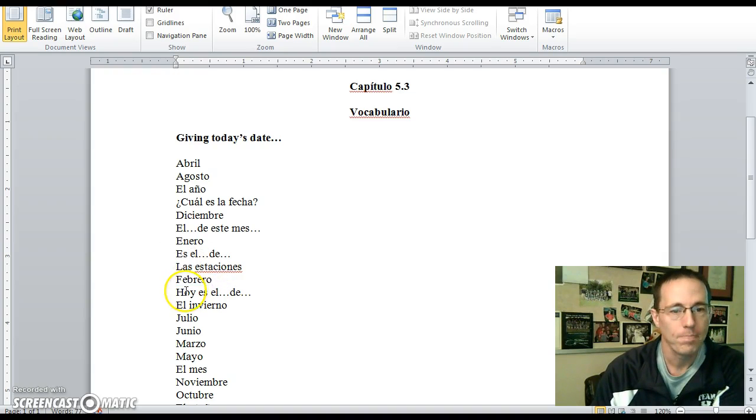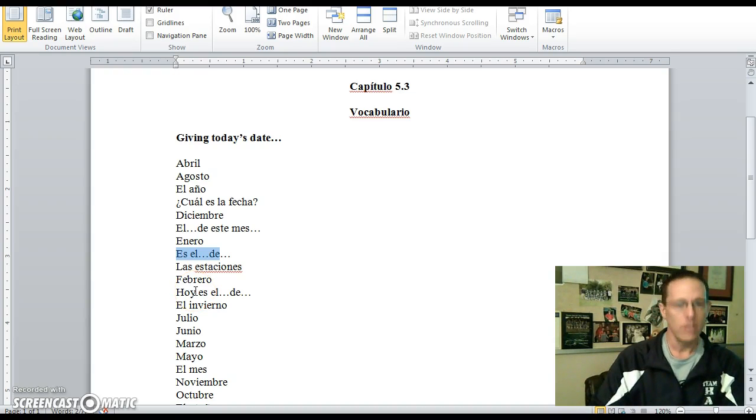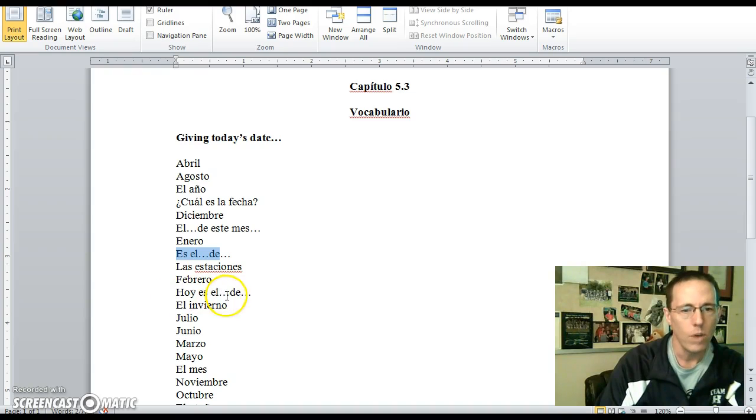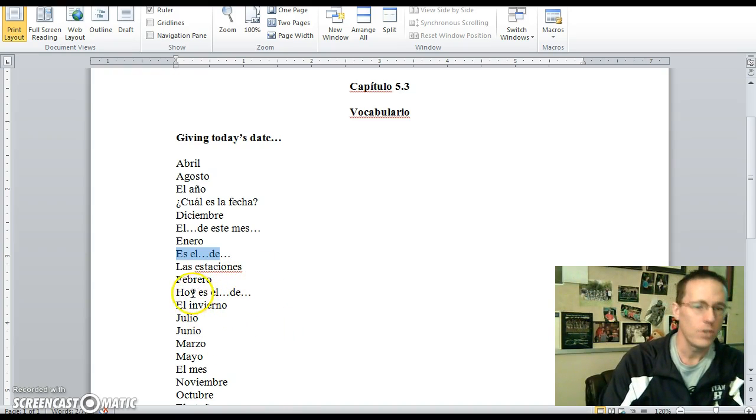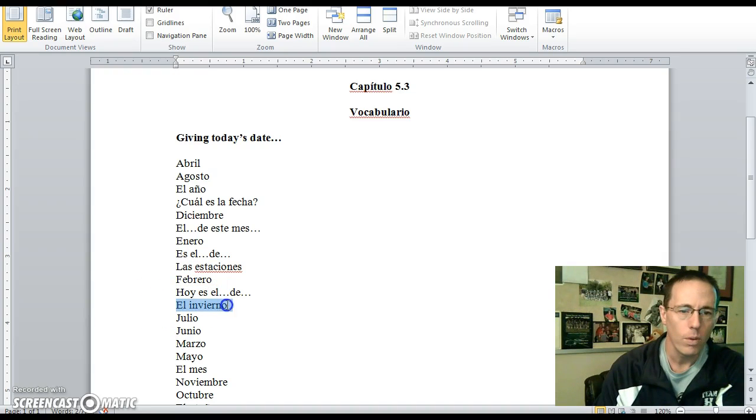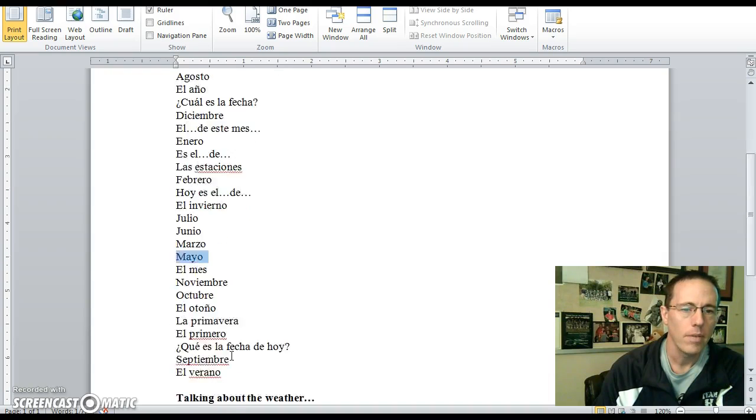Febrero, February. Hoy es el blank de blank. It's kind of like this section up here where el blank, only the word hoy means today is. So if you're saying specifically that today is the 4th of January, you would say hoy es el 4 de enero. Or if you want to say today is the 1st of April, hoy es el 1 de abril. So we're just substituting in the word today. Instead of it is, I'm saying today is. El invierno is the word for winter. Julio is July. Junio, June. Marzo is March. Mayo, May.